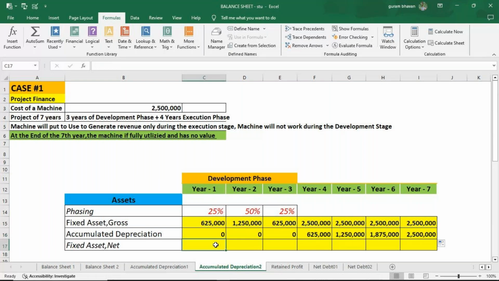Now let's look at the net fixed asset. So equals fixed asset minus accumulated depreciation. So first year, second year, third year, nothing. But at the end of the seventh year, what they have told is that the machinery is fully utilized and has no value. So 4 years I have made use of my machinery. At the end of the seventh year, the value of the machinery becomes 0. Clear? Yes, ma'am.